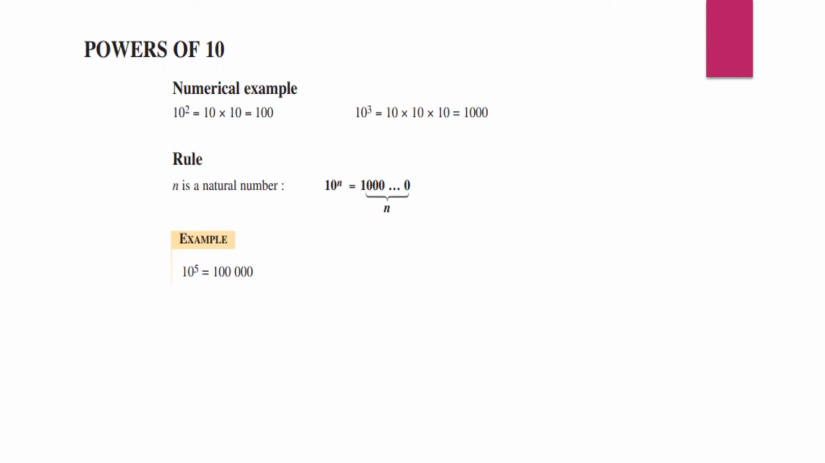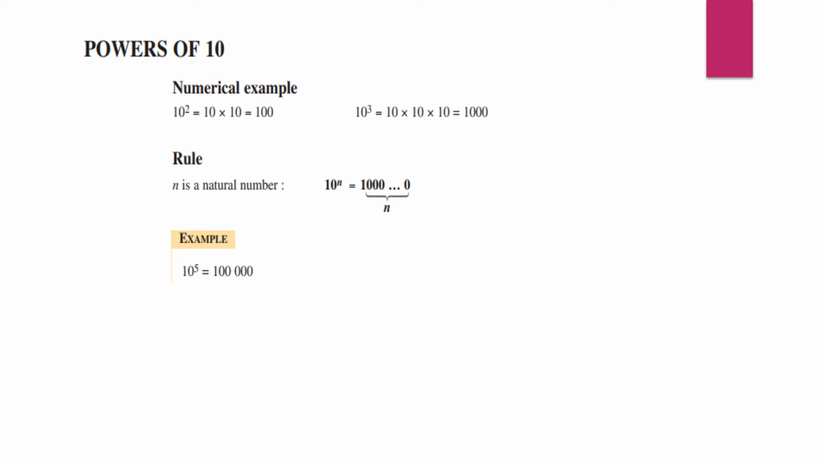Okay, powers of 10. What do powers of 10 mean? Powers of 10 means the base of a power should be 10. Look here, 10 squared is a power of 10 because the base is 10. 10 squared equals 10 times 10 equals 100. 10 cubed is also a power of 10, because the base is 10. 10 cubed means 10 times 10 times 10, which is 1000.